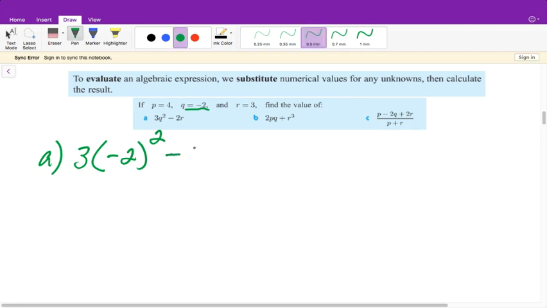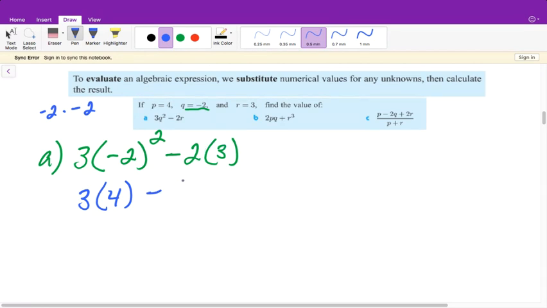And then it's going to be minus 2 times R, and R is equal to 3. So I'm just going to go ahead and substitute 3 in for R. And now we're going to just perform our operation. So here, (-2) squared, well, -2 times -2. We know a negative times a negative is positive, and 2 times 2 is 4, so it becomes 3 times 4. And then now we know 2 times 3 is 6, so it's -6. 3 times 4 is 12. 12 minus 6 is equal to 6. So we know that our value for when Q is equal to -2 and R is equal to 3 is going to be equal to 6.